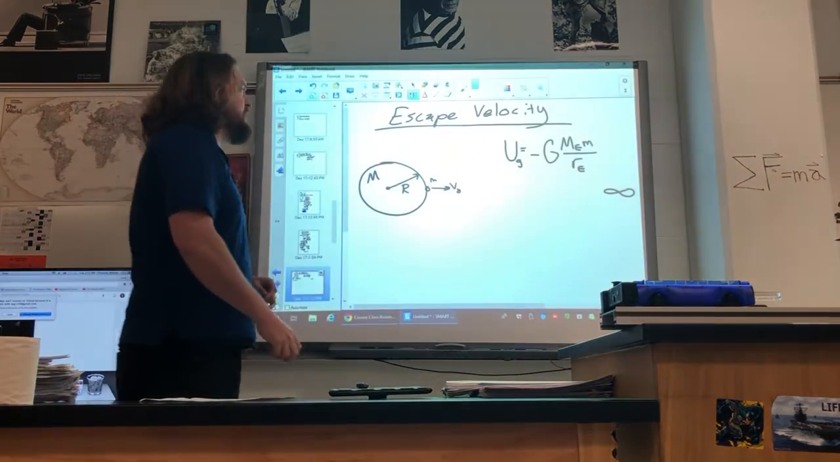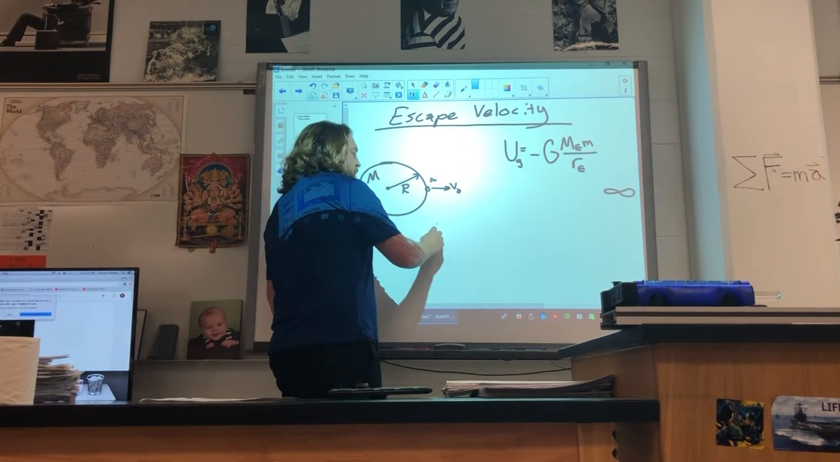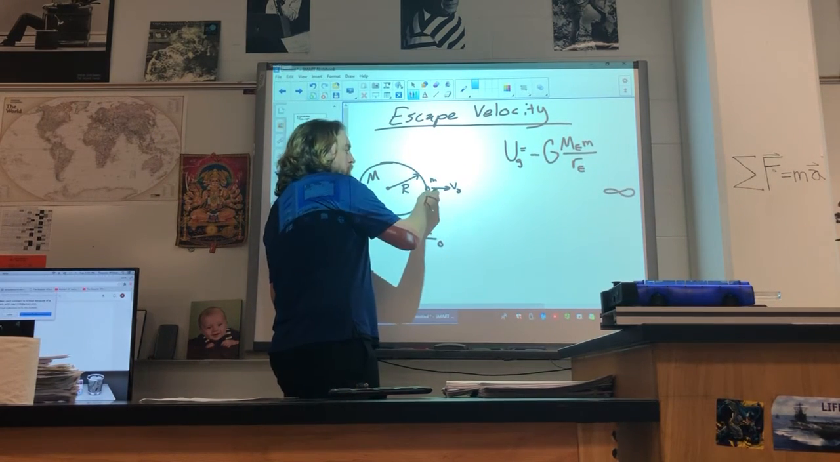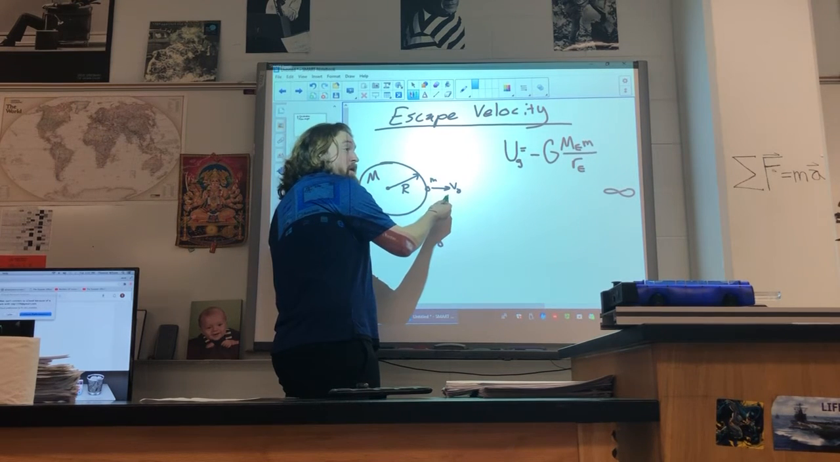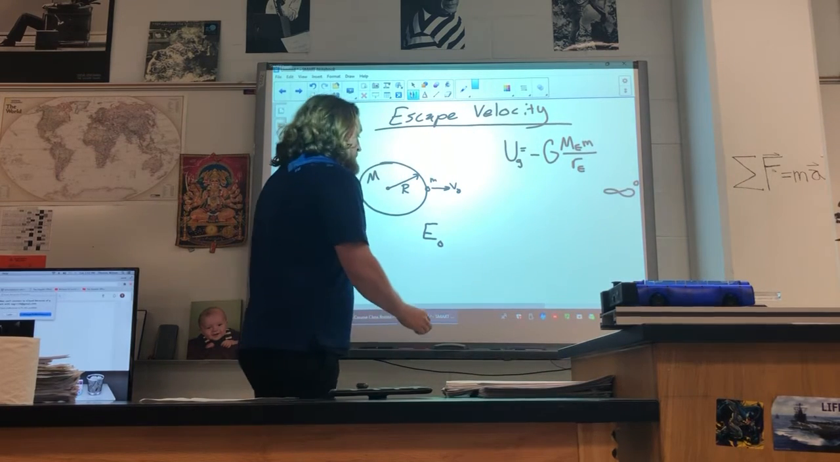Now, let's go ahead and solve for it. How do we do that? Well, what can we say about our initial energy? What kind of energy is this system going to have initially? It's going to have potential energy due to gravity, right? And kinetic. We're going to give it kinetic. What is it going to have when it makes it to infinity?